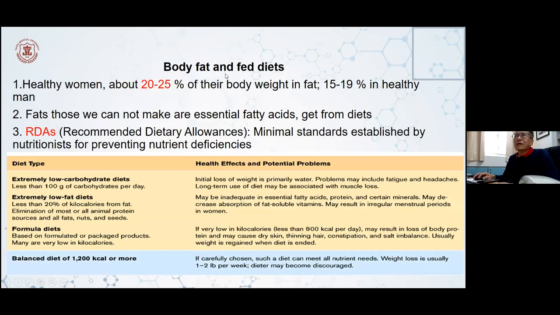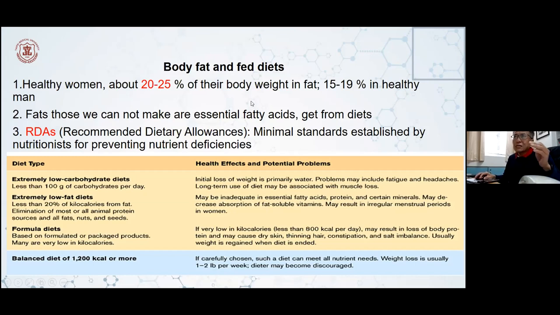So body fat and the fat of the diet: the healthy women have about 20% to 25% of their body weight in fat, and the healthy men about 15% to 20%. So the women have the higher fat in the body. And the fat, those we cannot make are the essential fatty acids, and we get them from the diet.